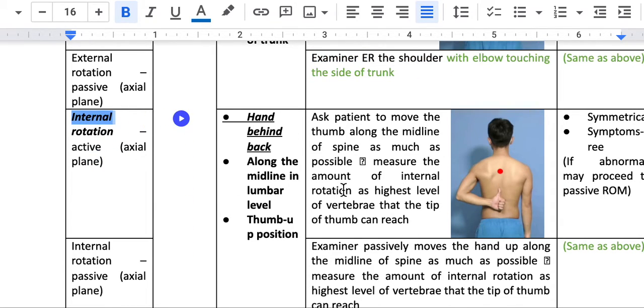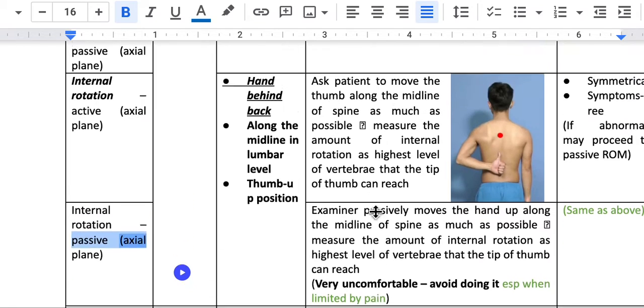Same as above. Internal rotation, active, axial plane: hand behind back along the midline at lumbar level, thumb up position. Ask the patient to move the thumb along the midline of the spine as much as possible. Measure the amount of internal rotation as the highest level of vertebra that the tip of the thumb can reach. Symmetrical, symptom-free. If abnormal, may proceed to passive ROM.